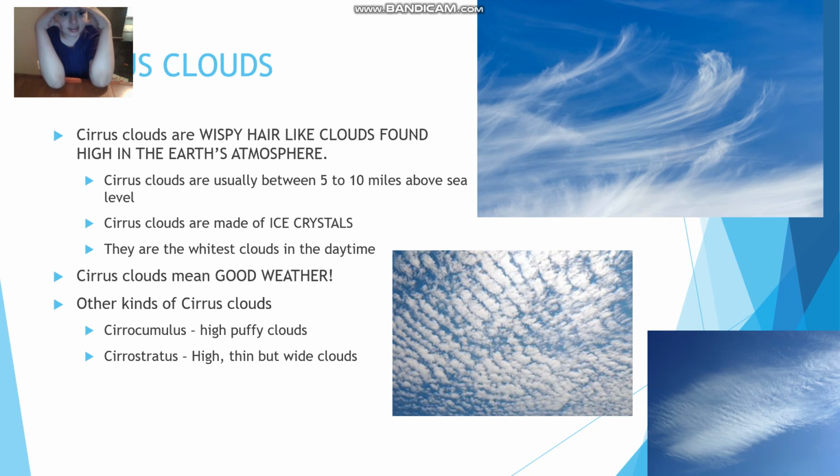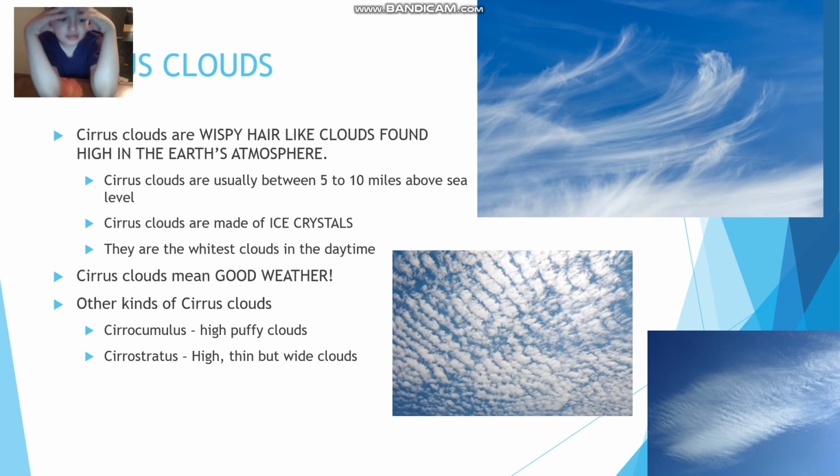What about cirrus clouds? Cirrus clouds are wispy, hair-like clouds found high in the Earth's atmosphere. Cirrus clouds are usually between 5 to 10 miles above sea level. Cirrus clouds are made of ice crystals. They are the whitest clouds in the daytime. Cirrus clouds mean good weather, or good deed, I like to say.